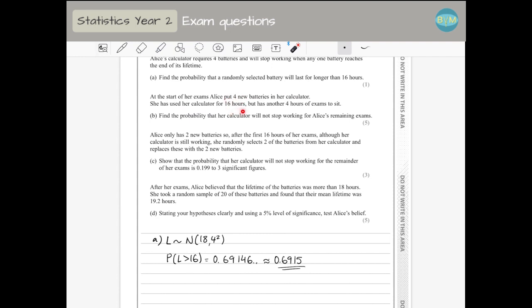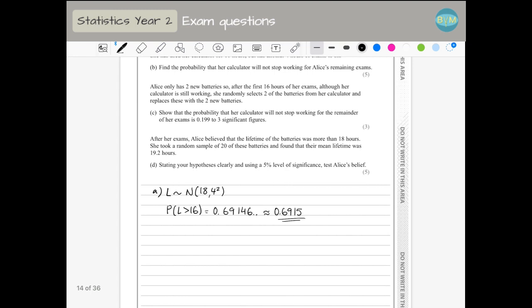Then at the start of her exams, Alice put 4 new batteries in her calculator. She has used her calculator for 16 hours, but has another 4 hours of exams to sit. Find the probability that her calculator will not stop working for Alice's remaining exams. This is a bit of a hidden conditional probability. We are not just trying to find the probability that the batteries last 16 plus 4, 20 hours, but we already know that the batteries have lasted 16 hours. Not all the batteries last 16 hours, only 69% of them.